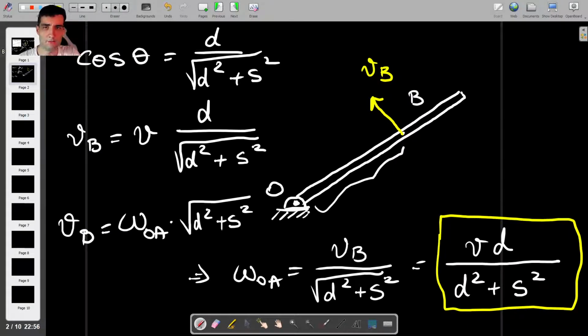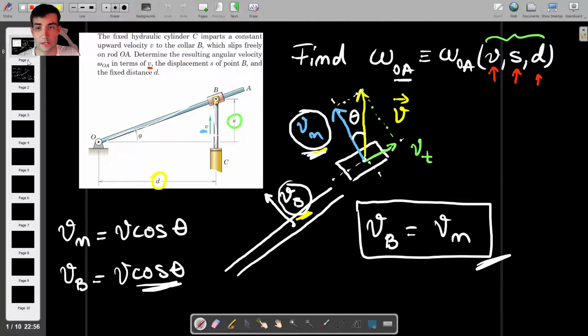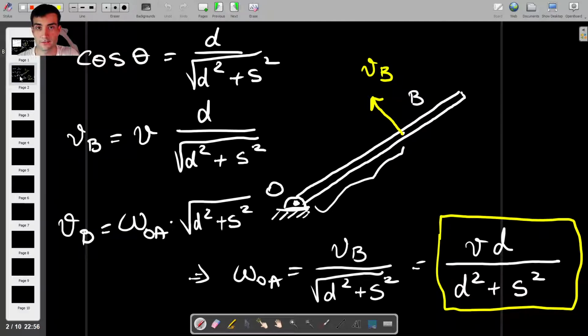All right, so in this case you can see that omega turns out to be positive, which makes sense because the bar is rotating counterclockwise, and that's it. That's the end of the question. So this is a kinematics problem without using Euler's equations.